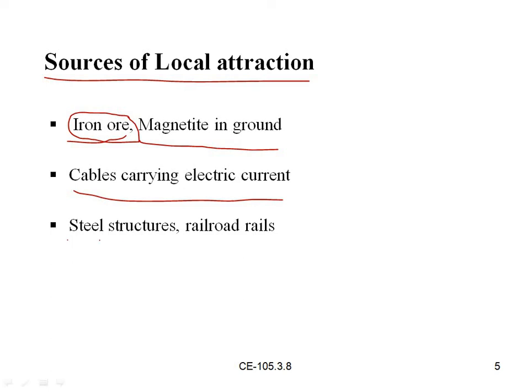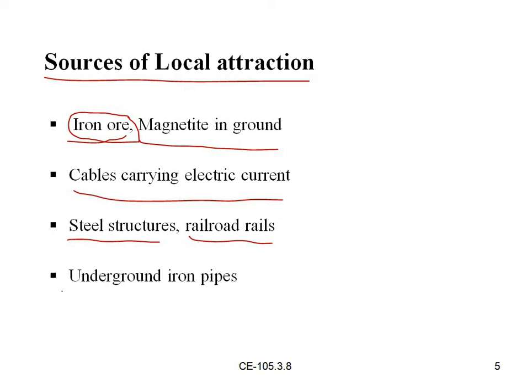And next, steel structures, railroad rails. We should be far away from steel structures like steel bars, steel frames, steel shutters, windows, iron doors, whatever are there, and railroad rails, railway tracks. Okay. So regarding these, we have to be far away. So that's why compass surveying is very sensitive to do. In order to avoid all these things, we have to keep them in mind.